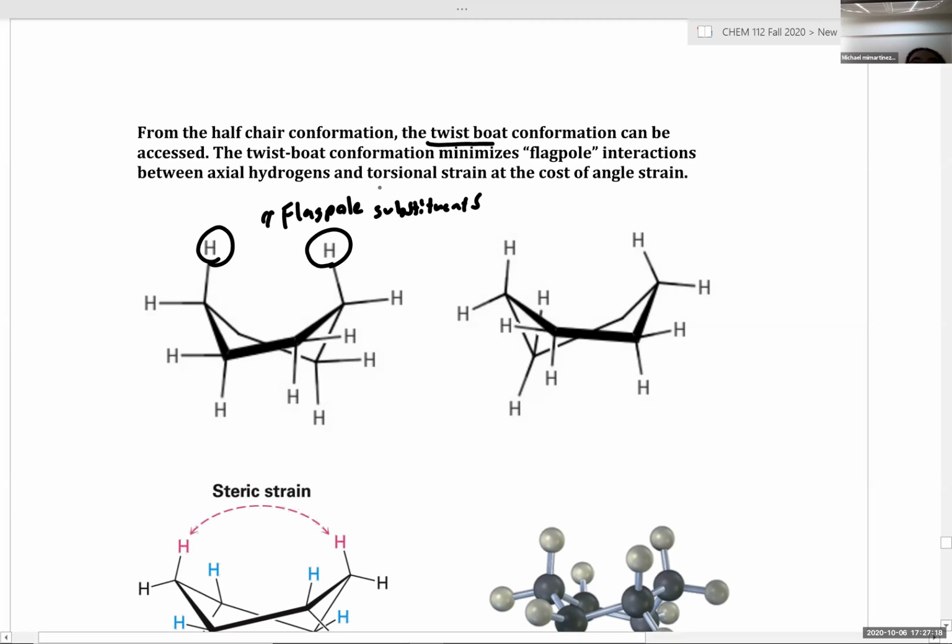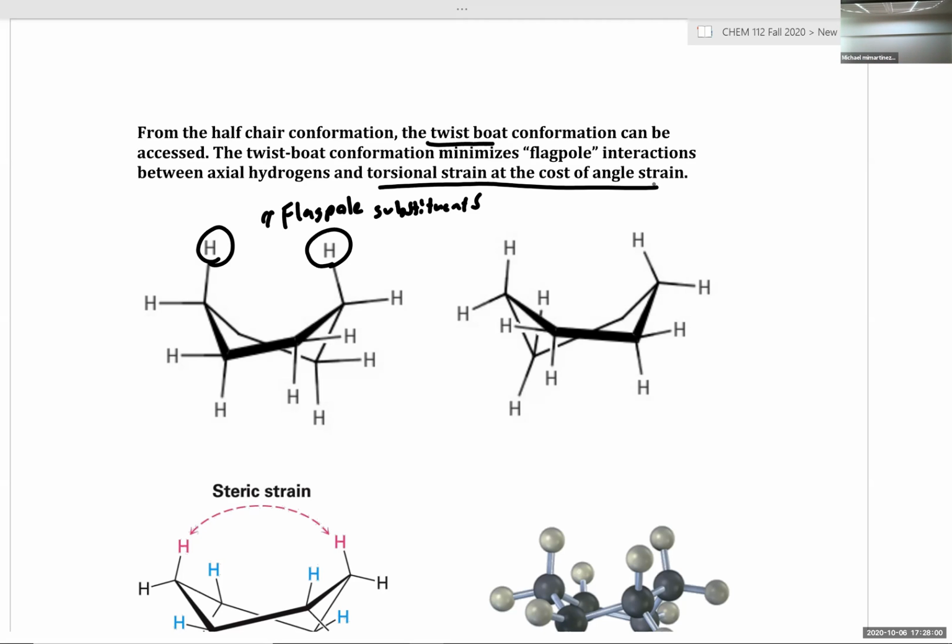Additionally, it also minimizes torsional strain, because if we look down one of our carbon-carbon bonds once again, if we look at a Twistboat conformation, one thing that we notice that's pretty interesting is that if we look at our substituents, are our substituents staggered or eclipsed? What are they closest to? Are they fully eclipsed or are they sort of staggered? Yeah, our substituents are somewhat staggered.